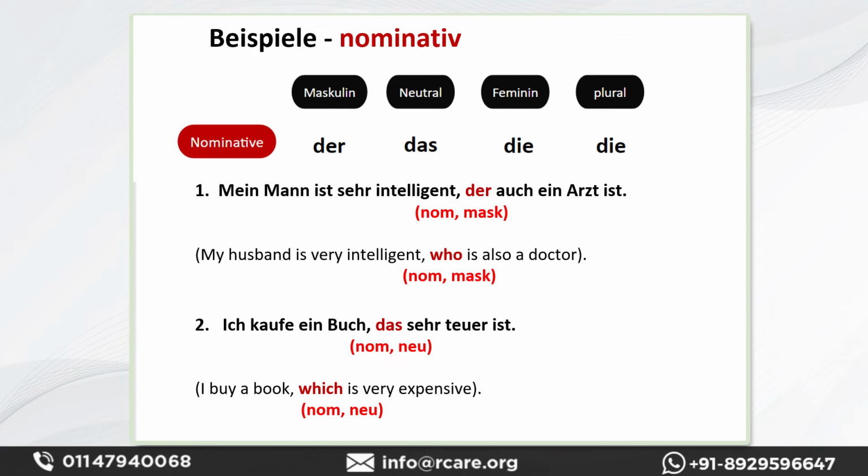Second example. Ich kaufe ein Buch, das sehr teuer ist. I buy a book which is very expensive. Again, I'm referring to the book and talking about the book only. This sentence refers to the book and it will be in nominative case, so we have used nominative case neuter.